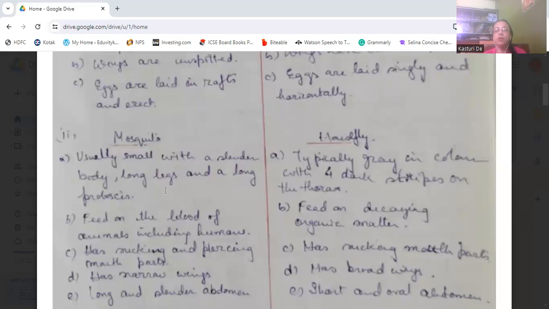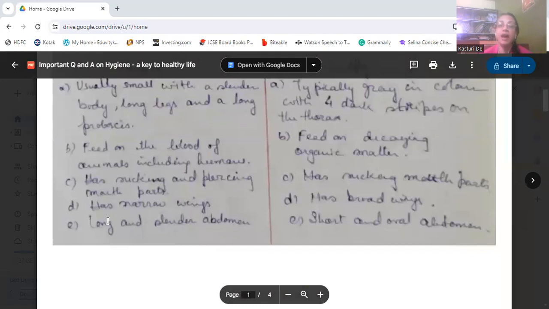Then mosquitoes have narrow wings, whereas houseflies have broad wings. Mosquitoes have a long and slender abdomen, whereas houseflies have a short and oval abdomen. And overall, the housefly's body is a little bit thicker as compared to that of the mosquito.